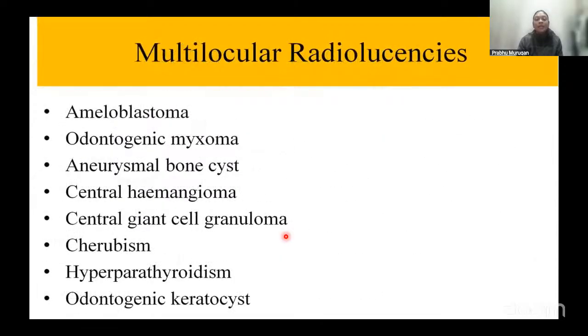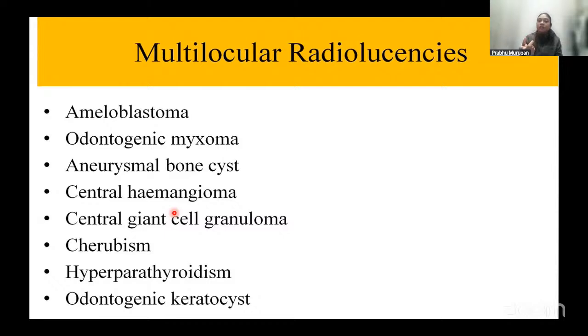Next is your multilocular radiolucencies. This is going to involve ameloblastoma, odontogenic myxoma, aneurysmal bone cyst, central hemangioma, CGCG, cherubism, hyperparathyroidism, OKC. When it comes to multilocular radiolucencies, again, look at the picture clearly. If there is anything mentioned like soap bubble appearance or honeycomb appearance, think of ameloblastoma. Look at the impacted tooth. Look at whether it's present in the posterior mandible or anterior mandible, and whether it's present bilaterally or unilaterally. Look at the position and then answer. For example, CGCG mostly will be present before the first molar, so slightly in the body of the mandible region.